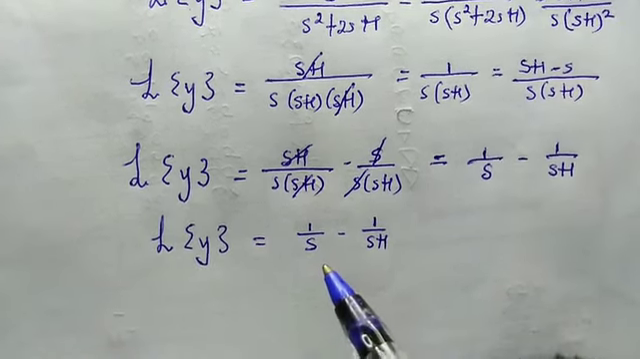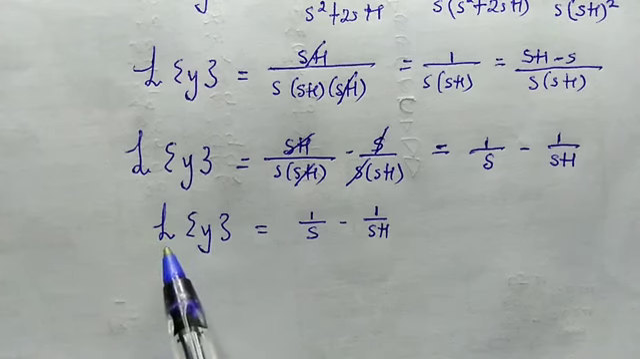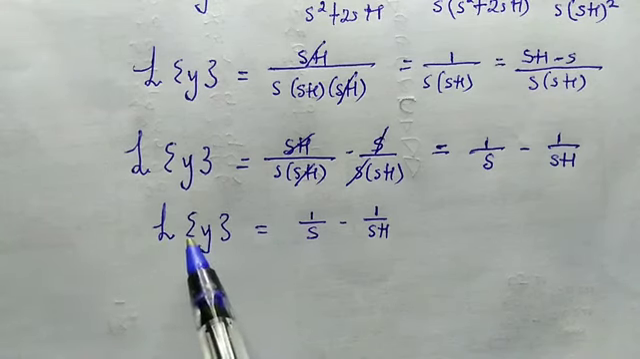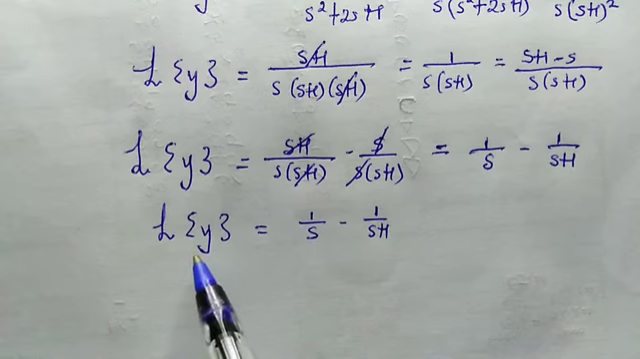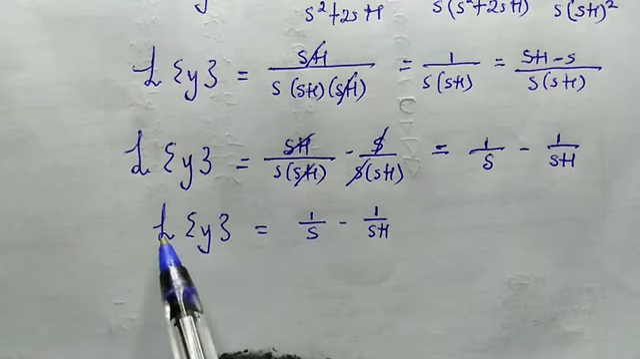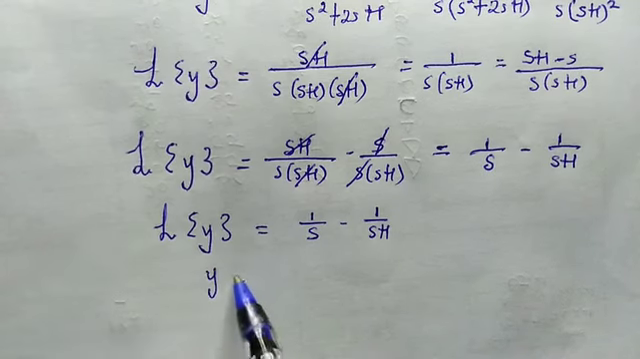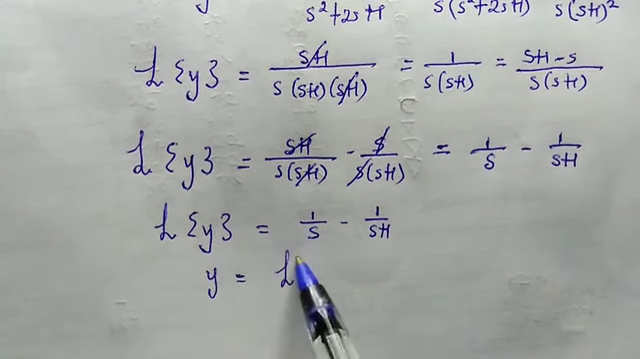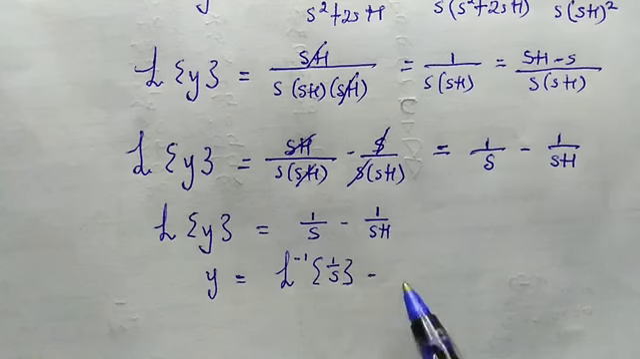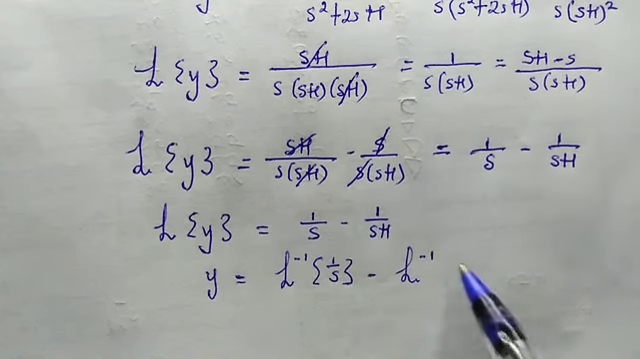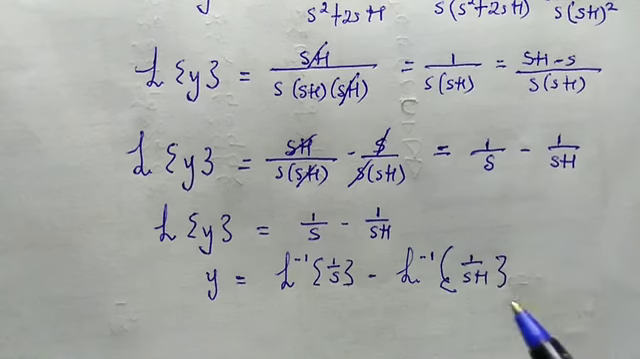So from here we are going to take the inverse Laplace transform. We all know that the inverse Laplace transform of the Laplace transform of a function is the function itself, right? So here, if you take the inverse Laplace transform of the Laplace transform of y, we have just y. And this is equal to the inverse Laplace transform of 1 over s minus the inverse Laplace transform of 1 over s plus 1. Right?